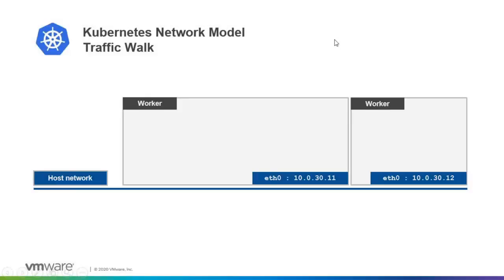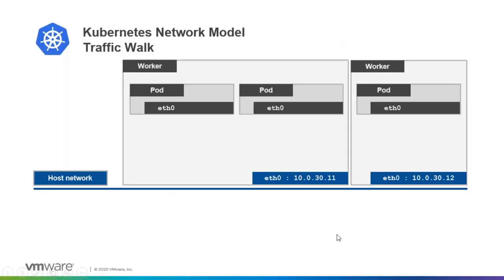So we have the host network. We have two workers, 11 and 12, and let's assume that they have a single interface. Let's deploy a couple of pods in the first worker and a pod in the second worker. These all have a localhost and an eth0, and that's all they have as interfaces inside the network namespace.